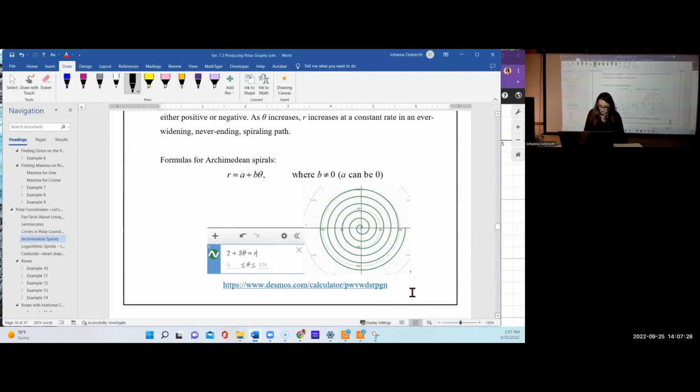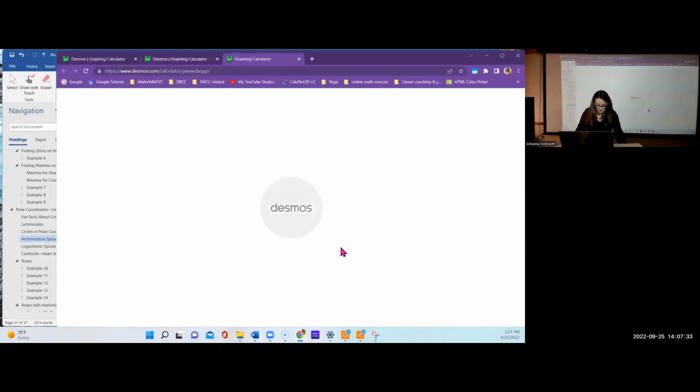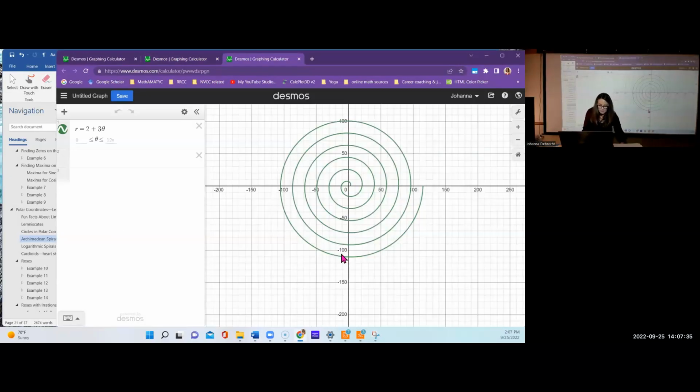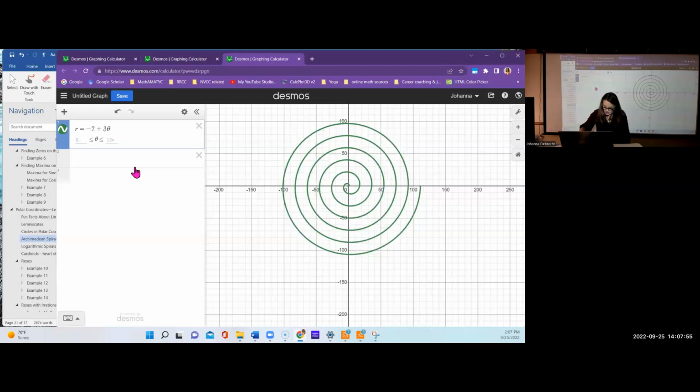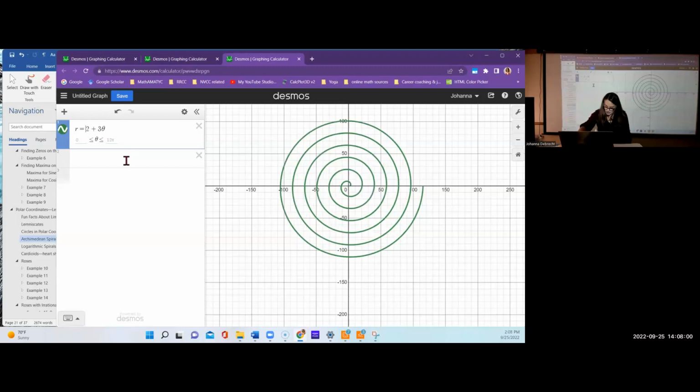All right, let's take a look at this one. Let's go ahead and open this one up just for fun. We can play with it a little bit and see what happens. So if I were talking about this one, I would say that it's kind of uncurling in a counterclockwise pattern, and it's going out here. Now this one is going from 0 to 12 pi. What would happen if I made the 2 a negative? Would that change it at all? It did.